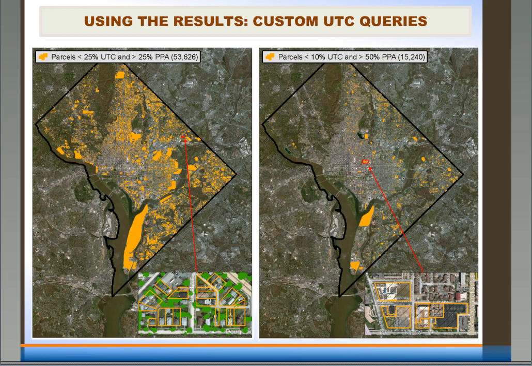This example on the right shows that we can do a much more selective or constrained query, and now we have properties with less than 10% tree cover, but they have greater than half of the property that's available for planting area. So that's much more constrained, and you can see there's just 15,000 out of, what, 135,000 that met that query.